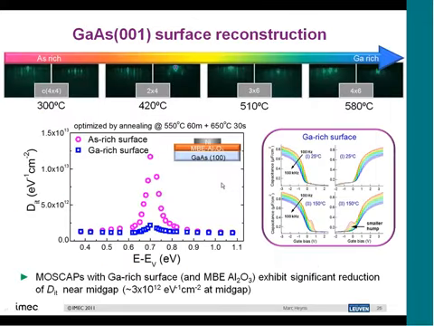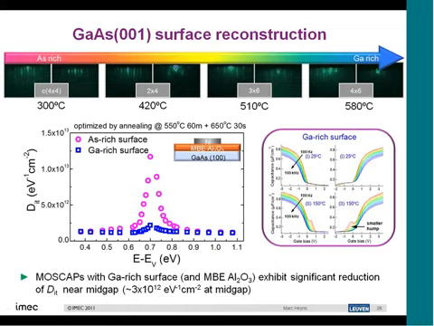This is also why things like surface reconstruction, for example, are very important on these materials. Again, this illustrates this point for gallium arsenide. We start with an arsenic-rich surface reconstructed at 300 degrees C. You can go all the way to a gallium-rich surface, 4 times 6 reconstructed, at 580 degrees C.